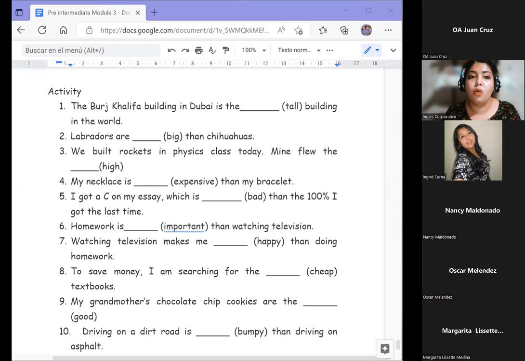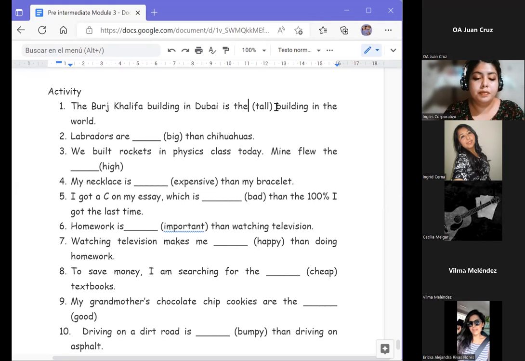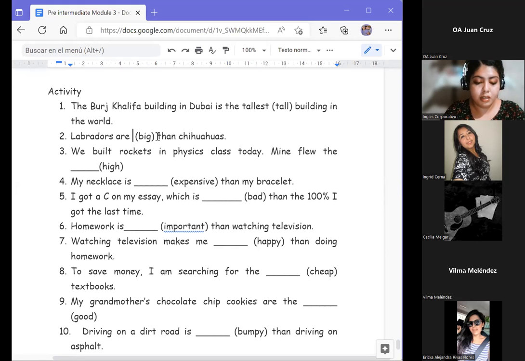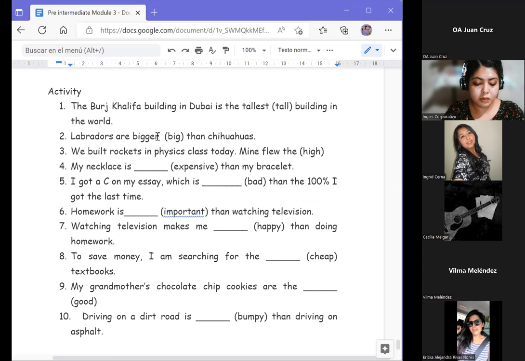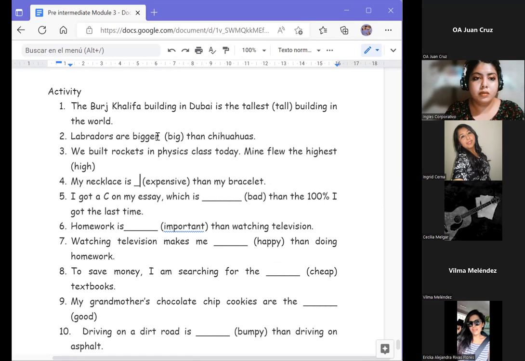Just 1 minute more. For the first one, what is the answer? Para la primera, ¿cuál es la respuesta correcta? Tallest. Good. All right. Number two. Bigger. Good, bigger. Number three. Highest. Good. Number four. More expensive. Good.